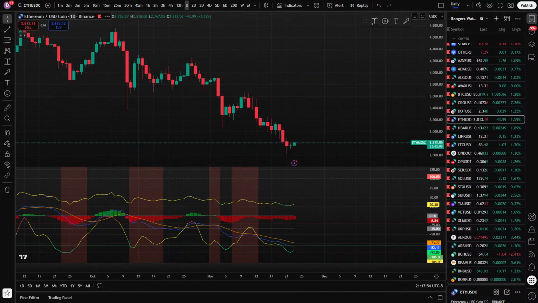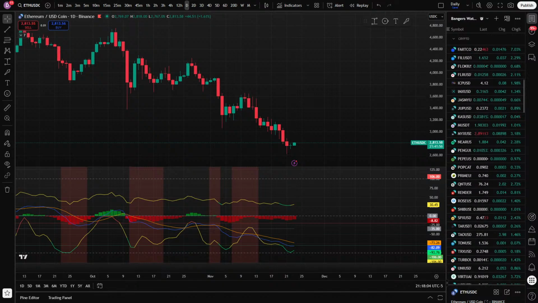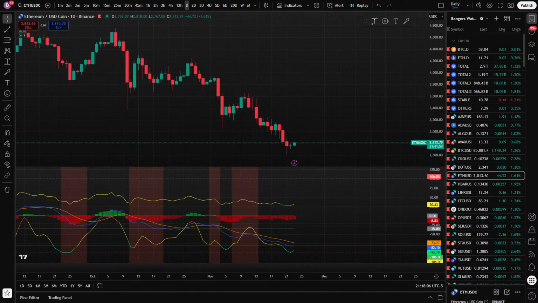XRP broke $2, bro. Yeah, look at this. So it's mooning. Yeah, so things look like they might be heading in the right direction a little bit, at least for now.